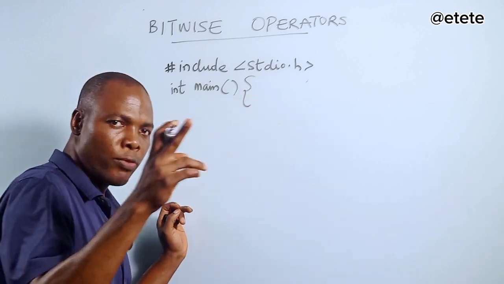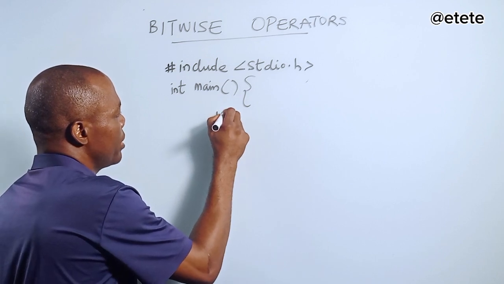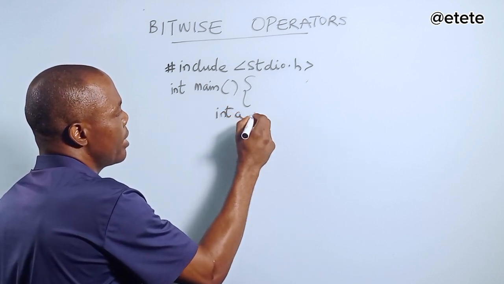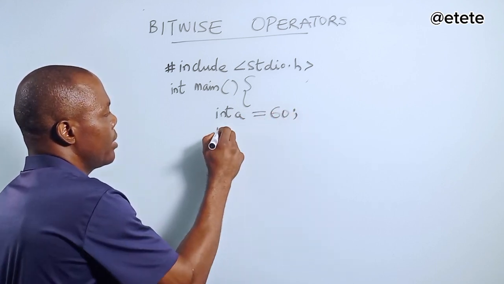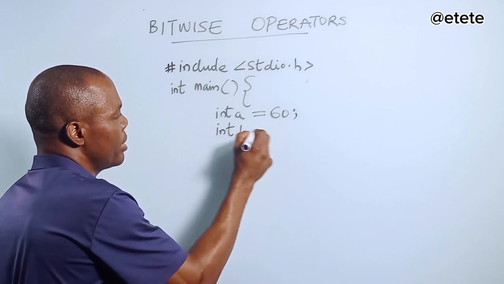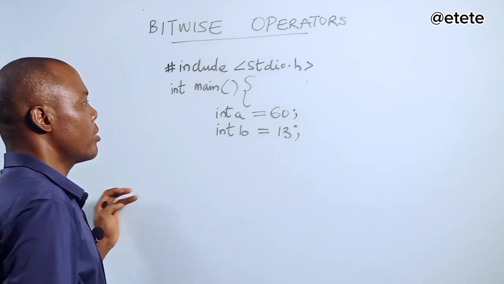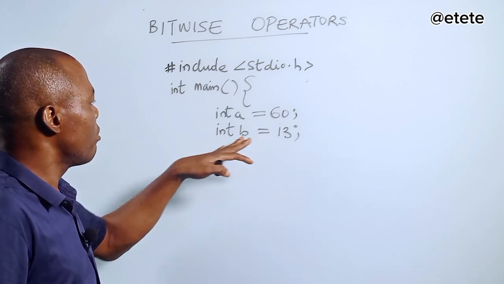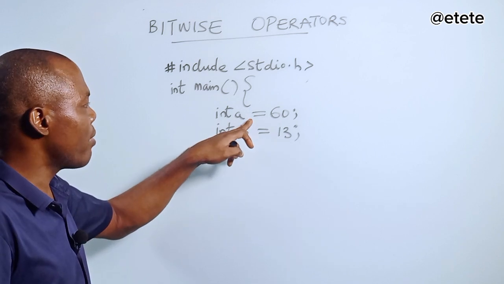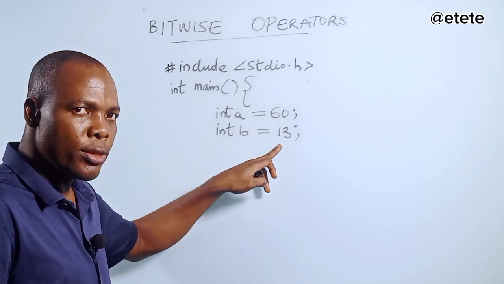Now I'm going to declare 2 variables, and I will assign values to them. The first one will be int a, and I will assign 60 to it. Then the next one will be int b, and I will assign 13 to it. Randomly I'm just picking these numbers. Now, before we can continue, I want to convert this to binary.